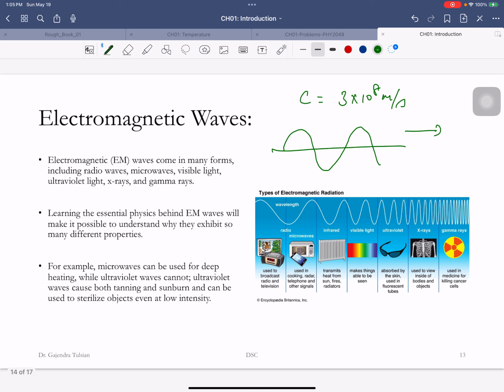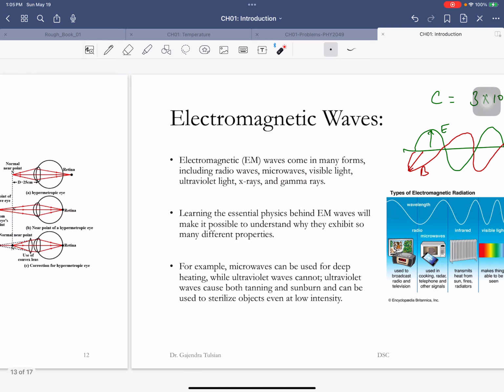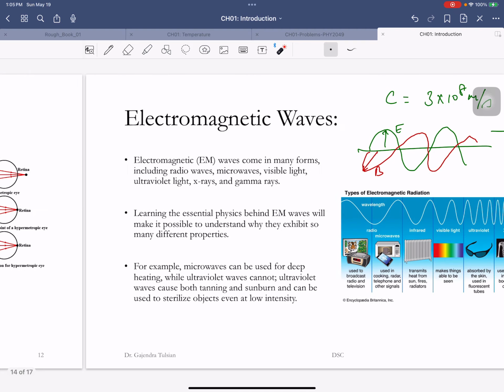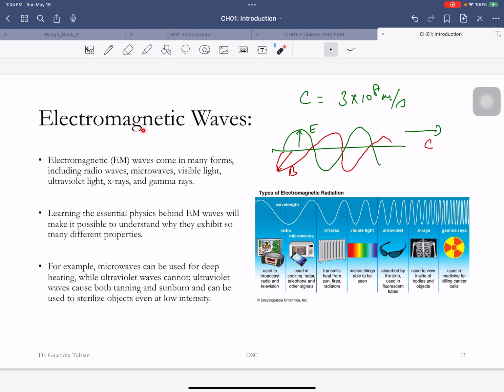Electric fields are denoted by E, and magnetic fields are denoted by B. So this is B. We'll see that electric and magnetic fields are perpendicular to each other and perpendicular to the direction of travel. Here are the various kinds of electromagnetic waves: radio waves, microwaves, visible light, ultraviolet light, X-rays, and gamma rays. Sound waves that you studied, ultrasound waves, are not electromagnetic waves.